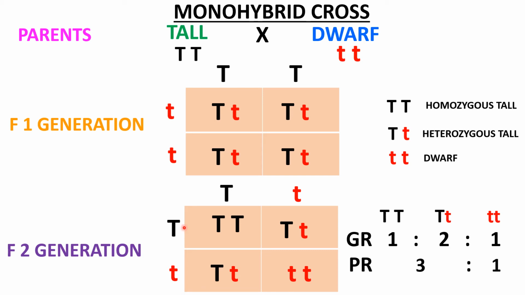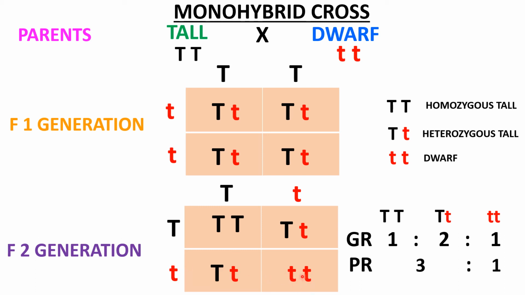The first gamete of the female may fertilize with the first gamete of the male to produce capital T and capital T. The first gamete of the female may fertilize with the second gamete of the male to produce capital T and small t. The first gamete of the male may fertilize with the second gamete of the female to produce capital T and small t. Finally, the second gamete of the male may fertilize with the second gamete of the female to produce small t and small t.